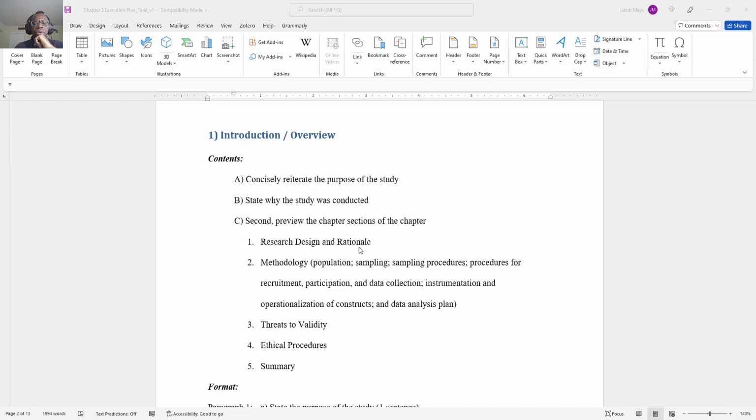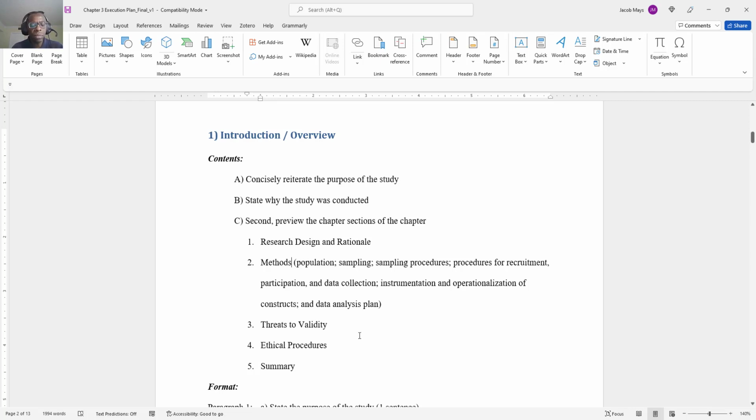So we've got the research design, rationale, we've got the methodology, and then we've got the subsections of the methods section. And then we've got threats to validity as a section, and then ethical procedures, and then the summary. All right.